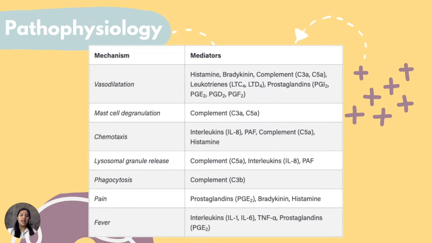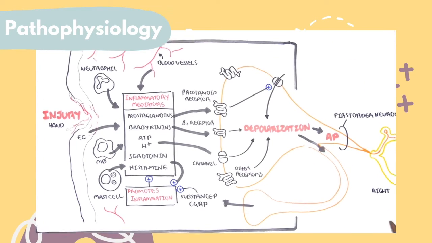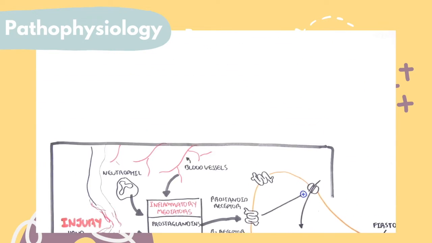When there is vasodilation, the mediators that are released are histamine, bradykinin, the complement C3A, C5-3, LTC, as well as prostaglandin. For pain, we have the prostaglandin, bradykinin, and histamine. And for fever, there is a release of interleukins, the TNF-alpha, and prostaglandins. These are important mediators of inflammation and thus pain. Let us see how it is made.